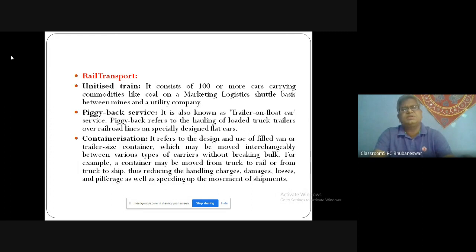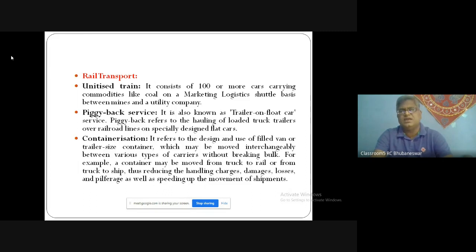And there is the rail transportation system, with unitized transportation. If it is 100 or more cars of commodities, meaning wagons, on a bulk basis, generally some mine items are to be sent. That is called a unitized train. Then there is the piggyback service, the trailer and flat car system, meaning loaded truck trailers on railroad lines specially designed flat cars.